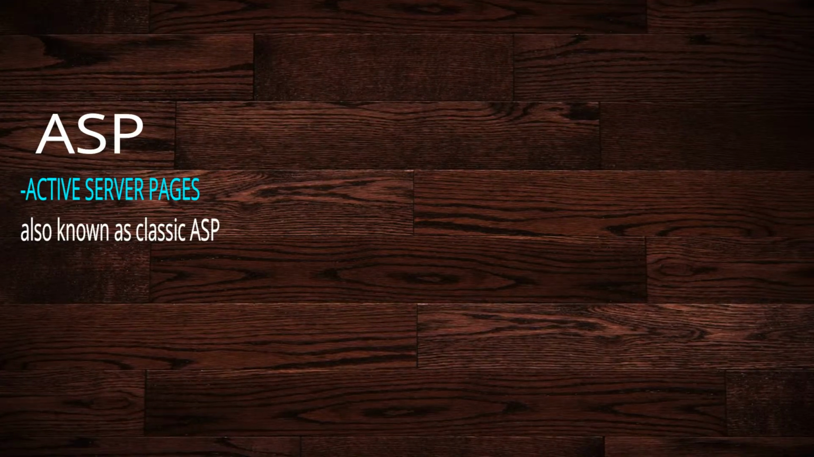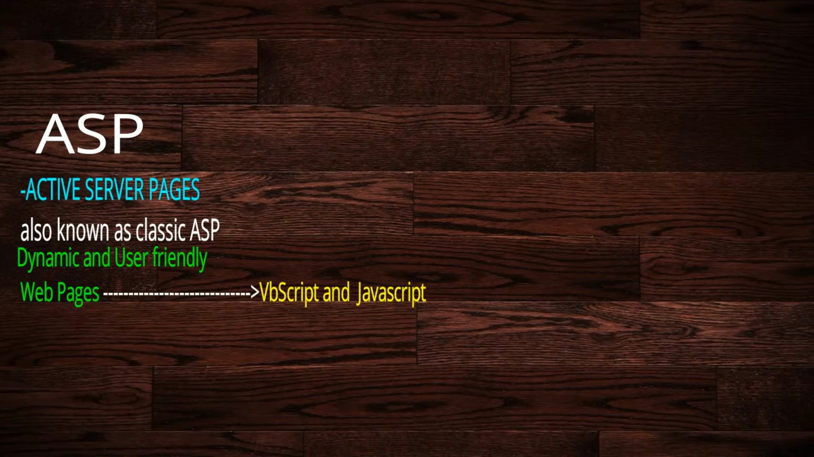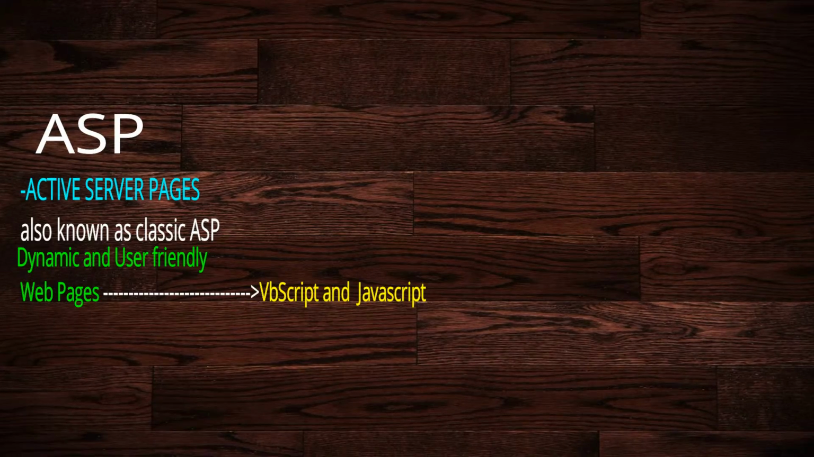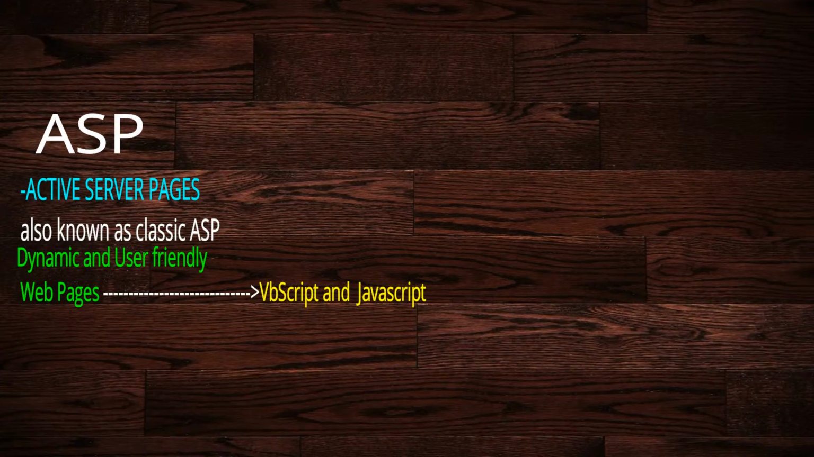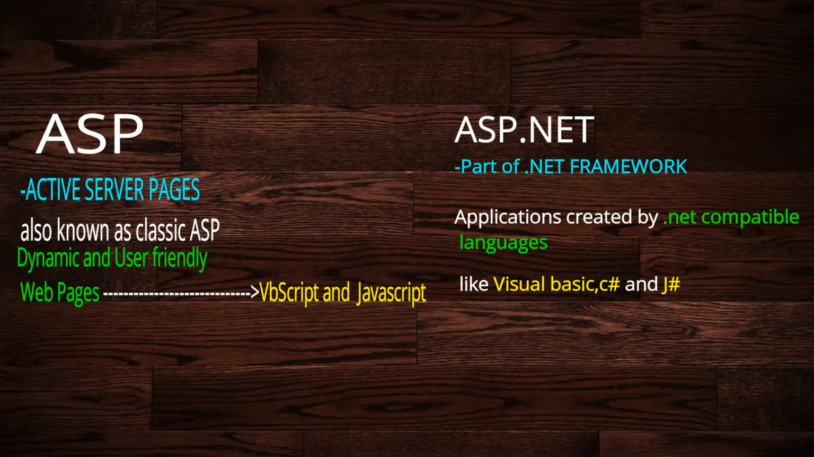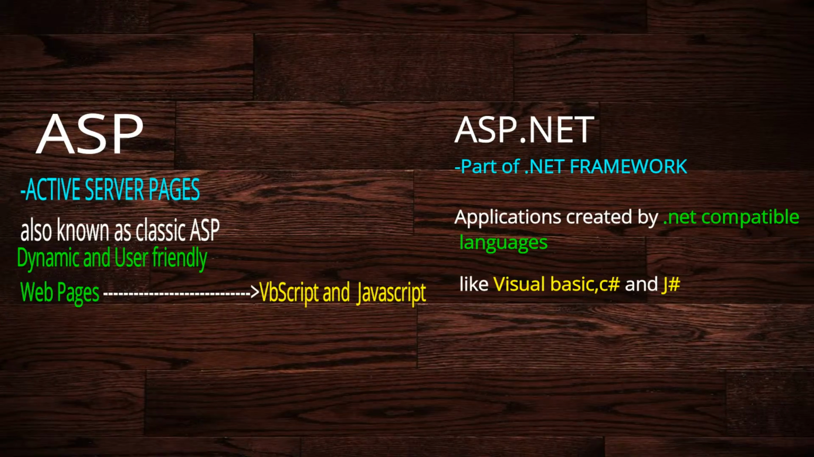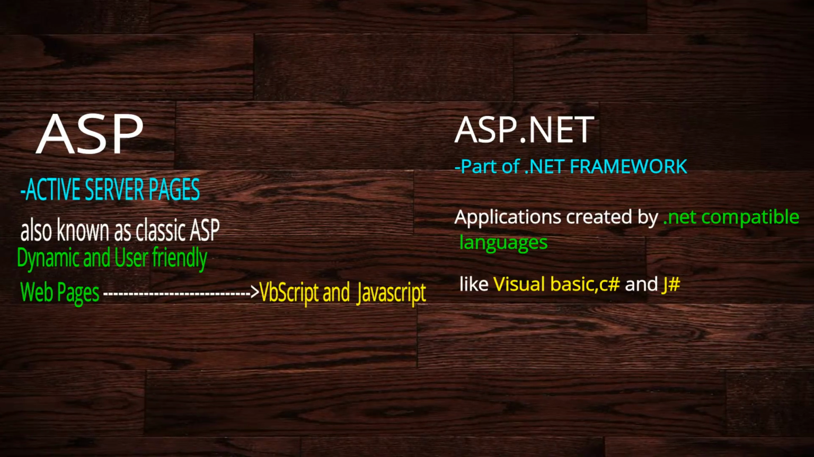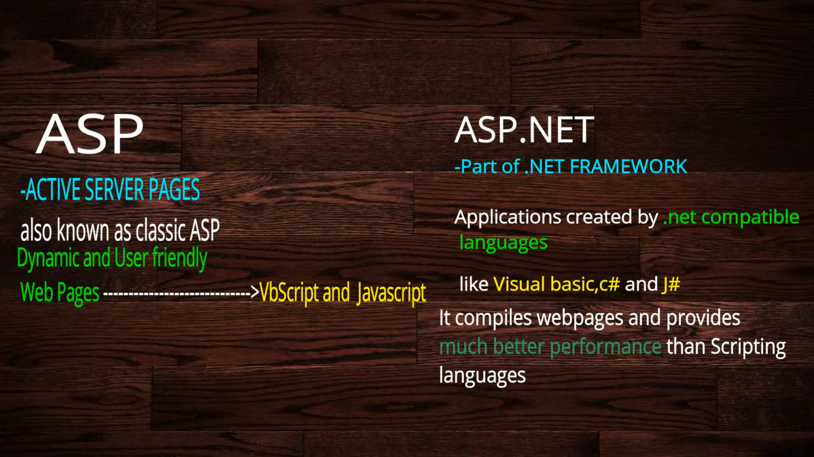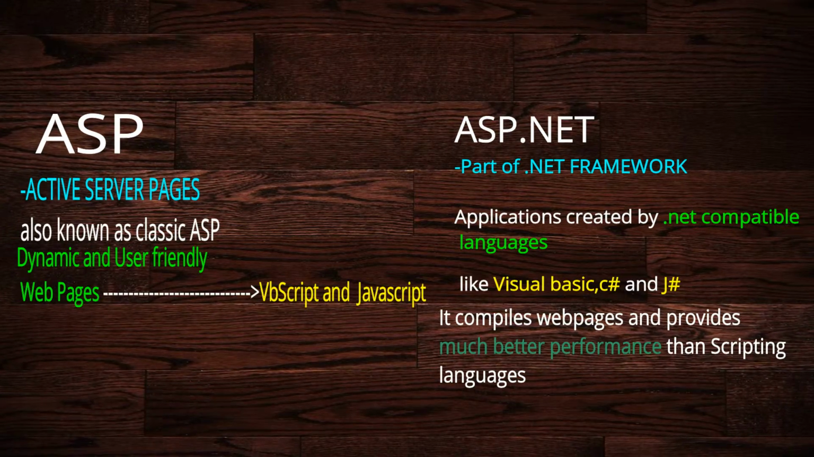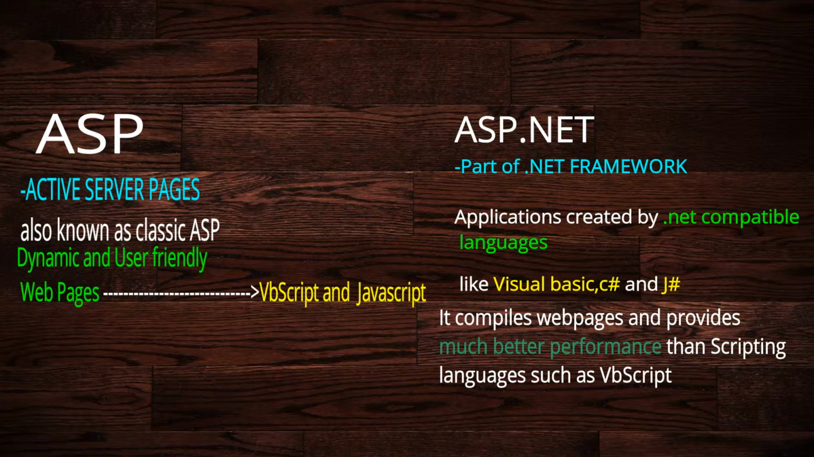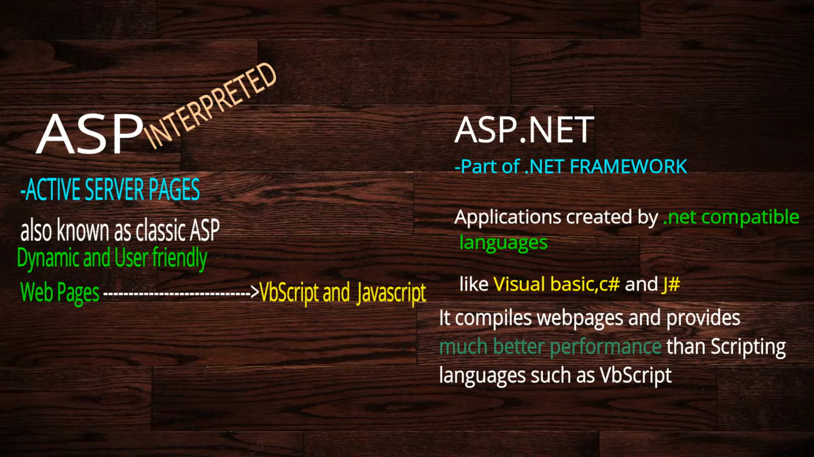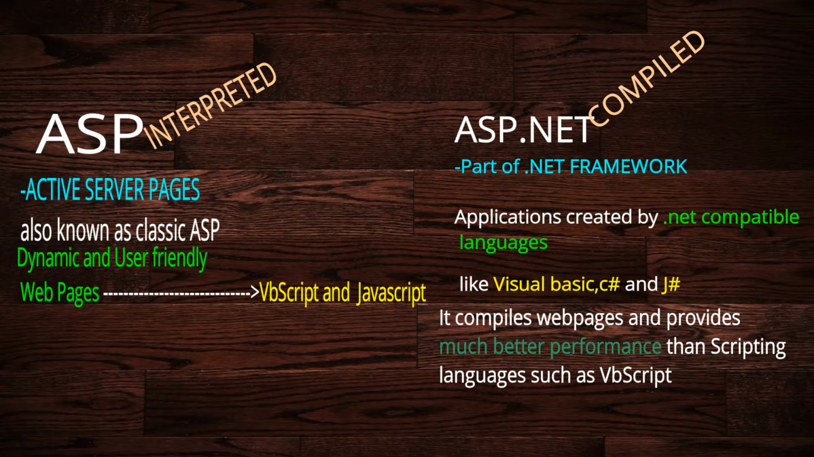ASP, Active Server Pages, are also known as classic ASP and are used for creating dynamic and user-friendly web pages. These web pages are created by using VB script, JavaScript, etc. But ASP.NET is a part of the .NET framework. We can create ASP.NET applications in most of the .NET compatible languages such as Visual Basic, C#, and J#. So it compiles the web pages and provides much better performance than the scripting language such as VB script. So if anyone asks you the difference between ASP and ASP.NET, remember one thing: ASP is interpreted, whereas ASP.NET is compiled.